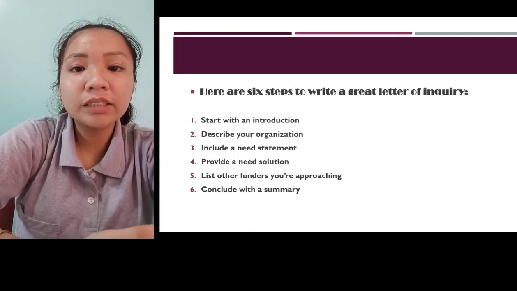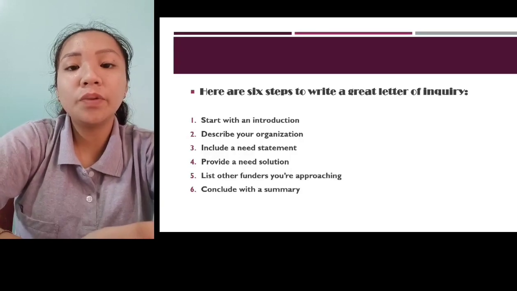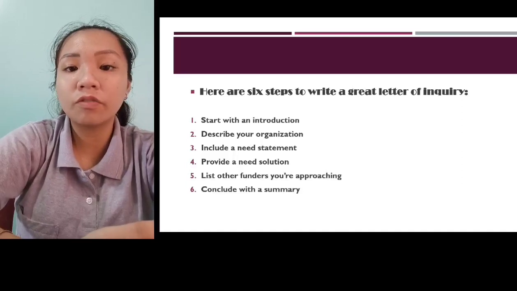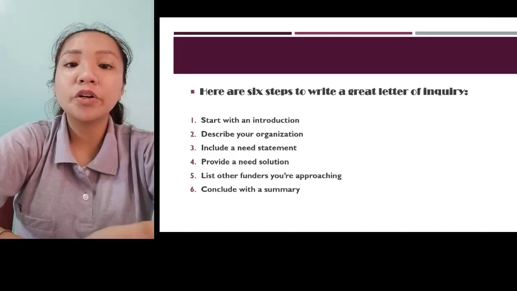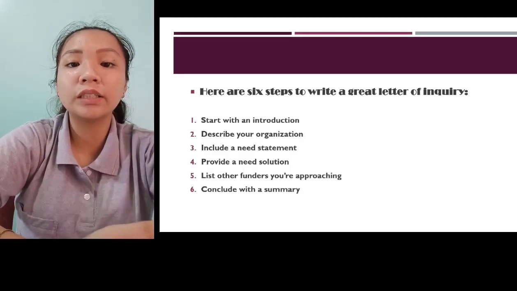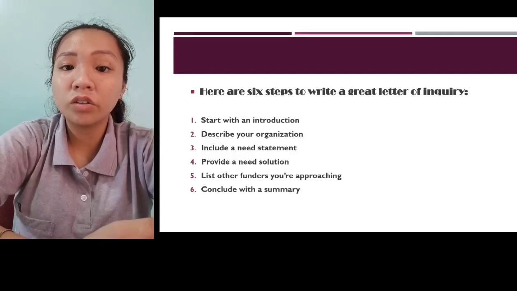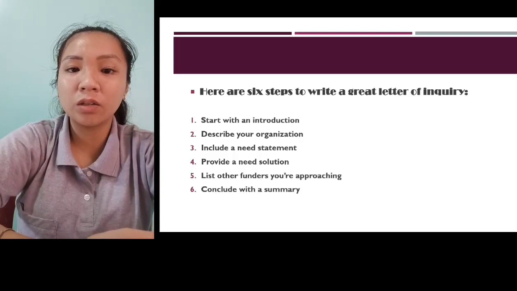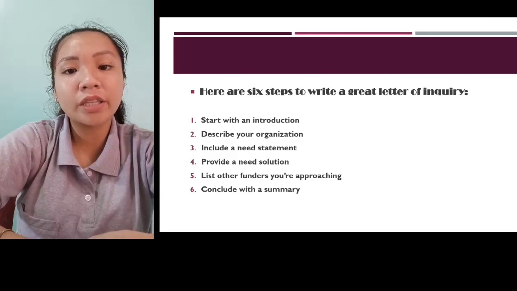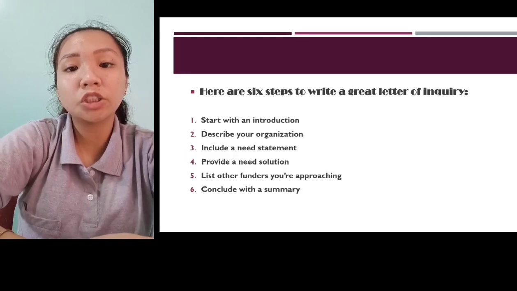Fifth is list other funders you're approaching. It can also be useful to include a brief list of other entities your organization has contacted for funding, such as government entities or other donors. Additionally, you can include information about any funding you've already received and how much more money you require to reach your funding goal.